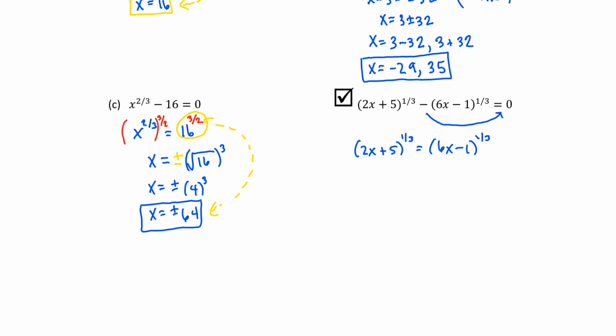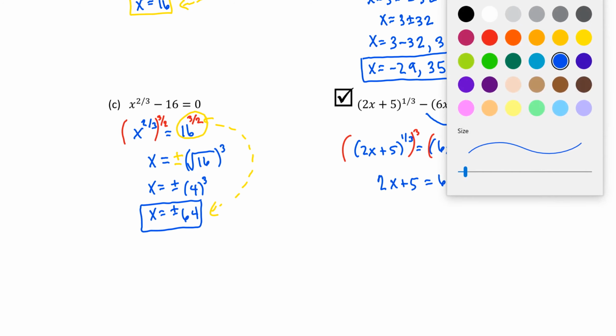Now in this case, because both exponents are the same, we can raise both sides to the reciprocal of the rational exponent, which is 3. So essentially, we are cubing both sides. When we cube both sides, 1/3 times 3 gives us 1. Both of our exponents are going to cancel, and that leads us to a linear equation from Unit 1.